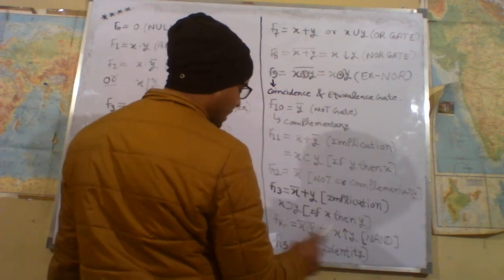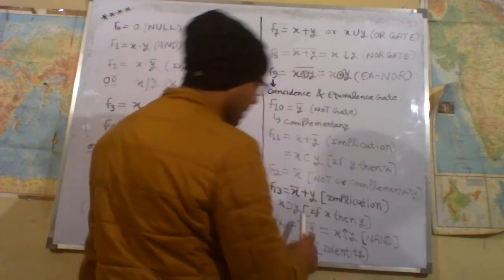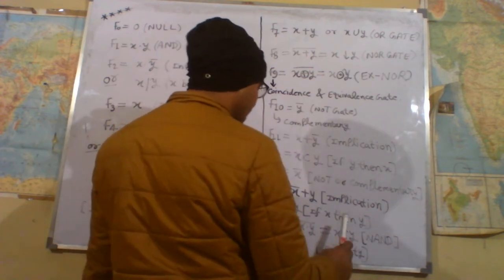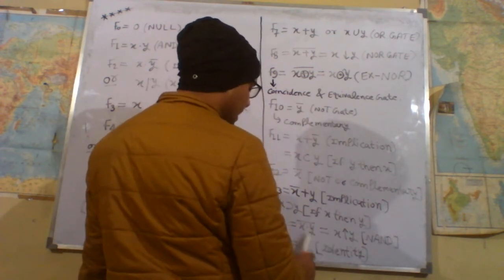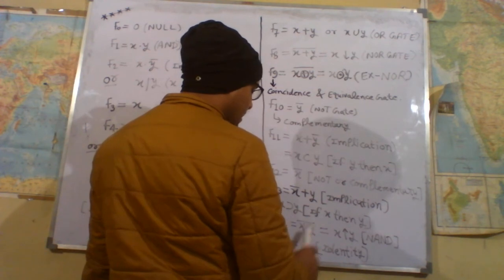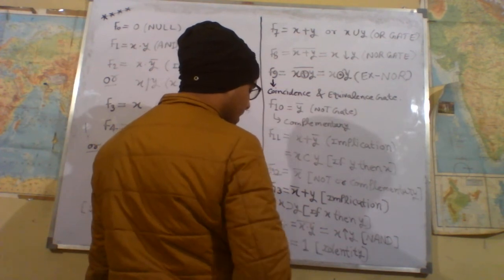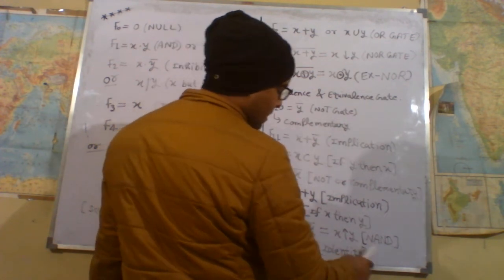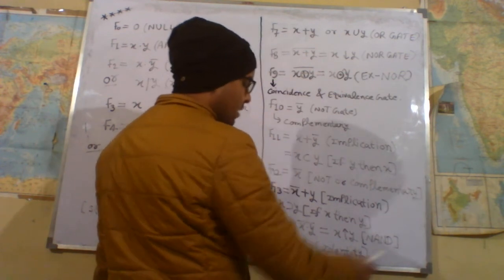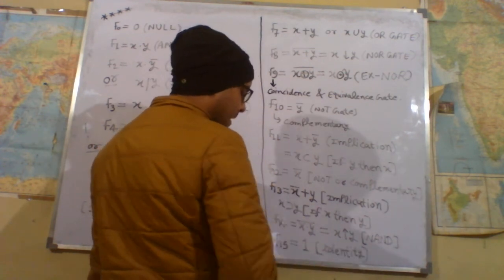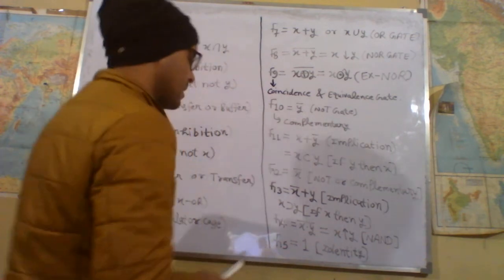F14 equal to X dot Y whole bar. So it is X dot Y whole bar means X dot Y complement. So X dot Y is called AND gate, and complement. So it is complement of AND gate, and we can see this is the NAND gate. So NAND gate is the complement of AND gate. I have already told in the previous lecture.